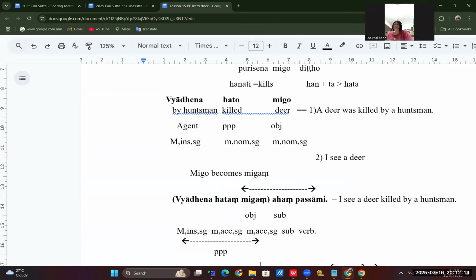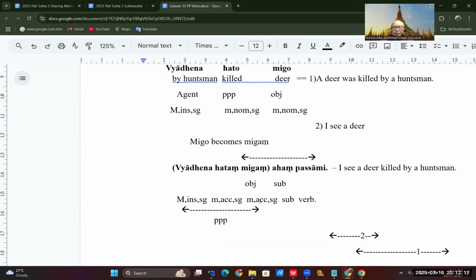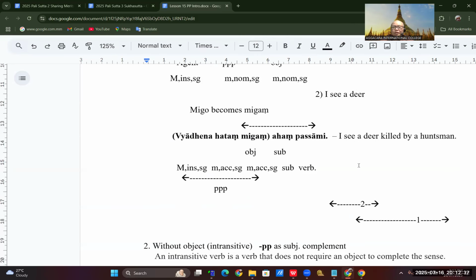So up to here, still okay? So you can see this hatam migam. But sometimes when you write the Pali Made Easy lesson 15, you have to put a bracket here to show that this phrase is related to each other. So for example, I see a deer. Then this deer is killed by the hunter, by the huntsman. So you can put number 2, that's why I put number 1. The deer killed by the huntsman.